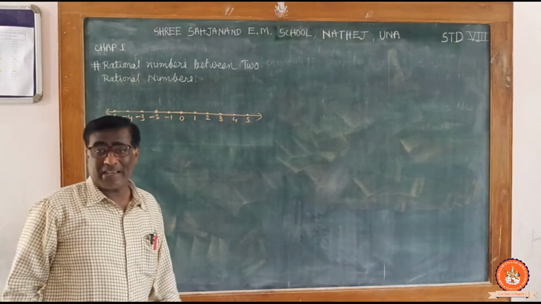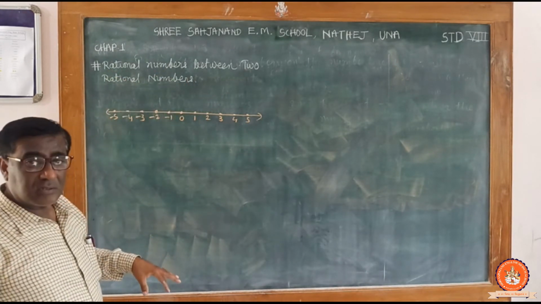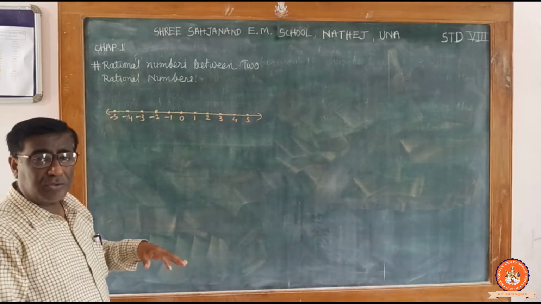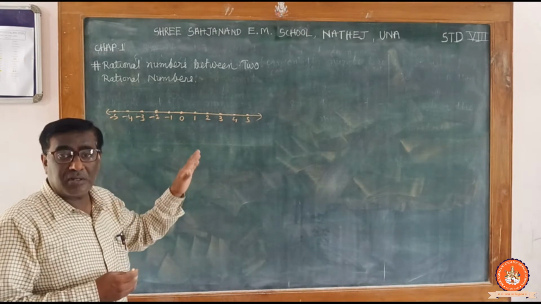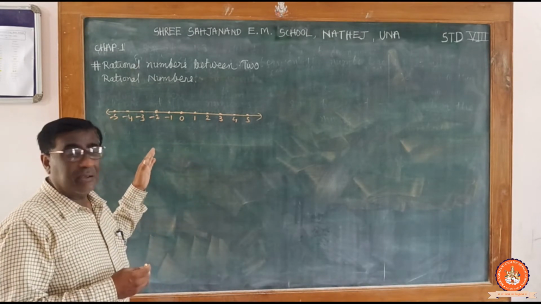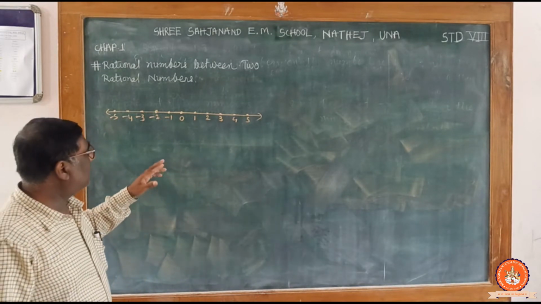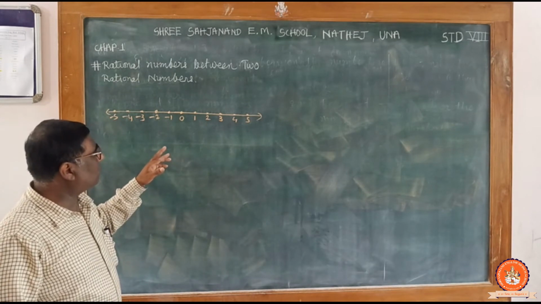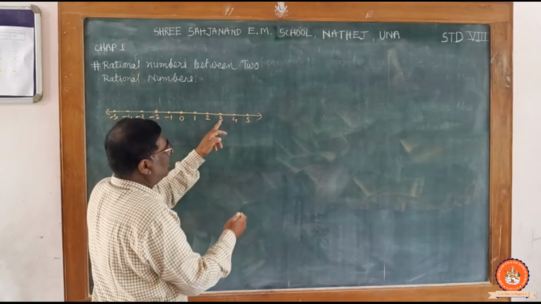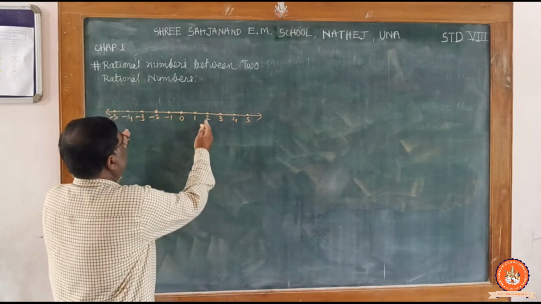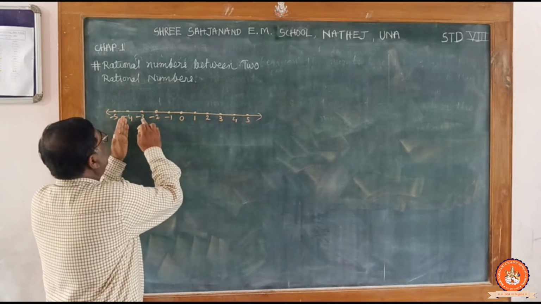Now our new topic is rational numbers between two rational numbers. So we have to insert a given number of numbers in between two given rational numbers. My friends, look at it. How many natural numbers are there between 1 and 5? Certainly 2, 3 and 4. How many numbers between 2 and -4? There are 1, 0, -1, -2 and -3.